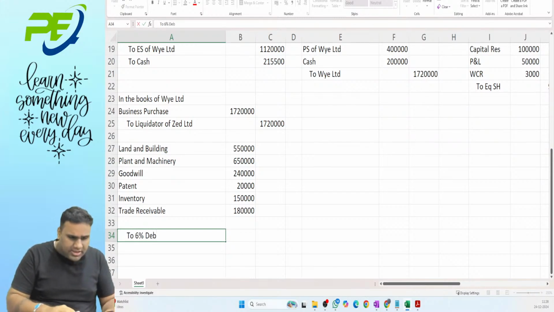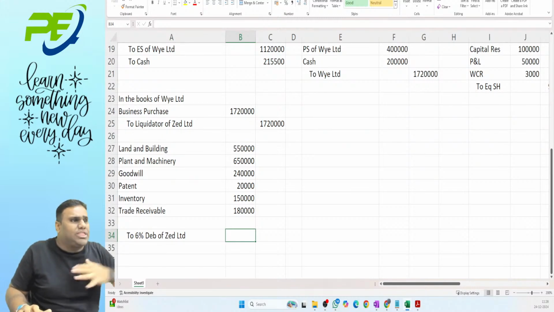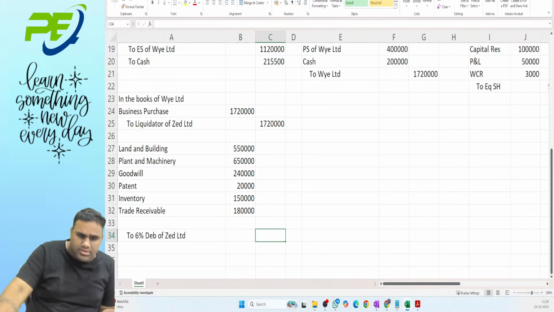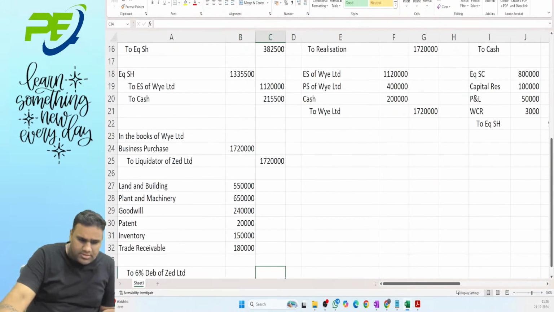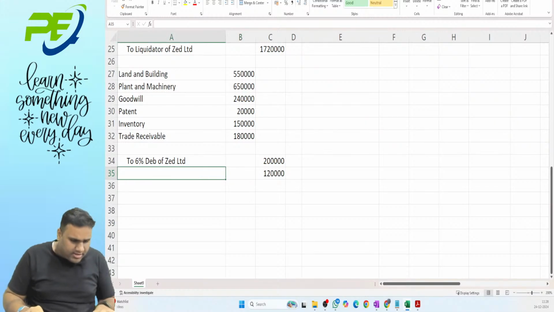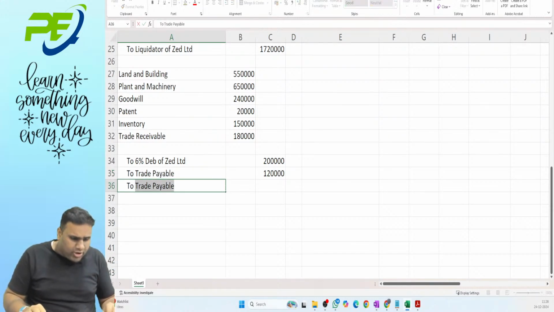6% debenture of Y Limited, no? Or Z Limited. 6% debenture of Z Limited. I am showing this debenture separately. These are not my debentures. These are the debentures which I have taken from the selling company, amount 2 lakhs. Trade payables is 120. And workman compensation, it is not a reserve liability, 5,000.